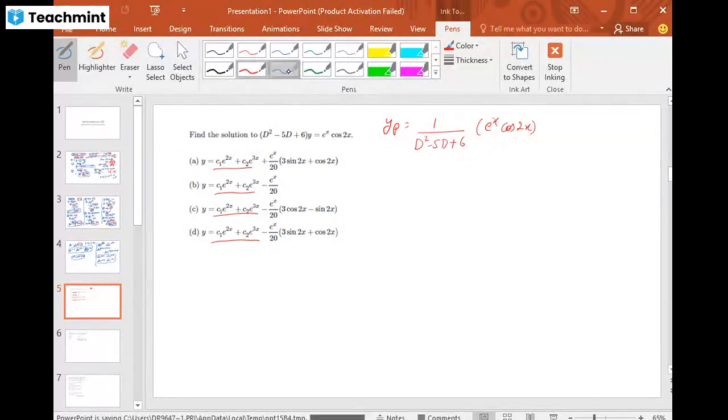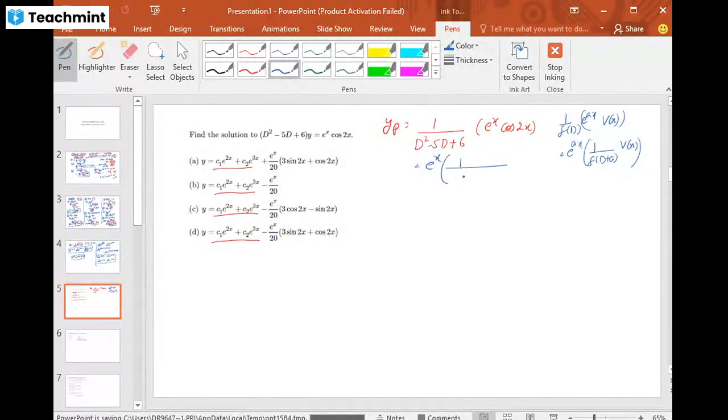So it is the product of the two functions. Here we can use the property 1 upon f of D, e power ax into V. In that case, what is the property? e power ax is taken outside, replace the D with D plus a, and apply this operator on V(x). So here e power x is taken outside. What is a? a is the coefficient of x, which is 1.